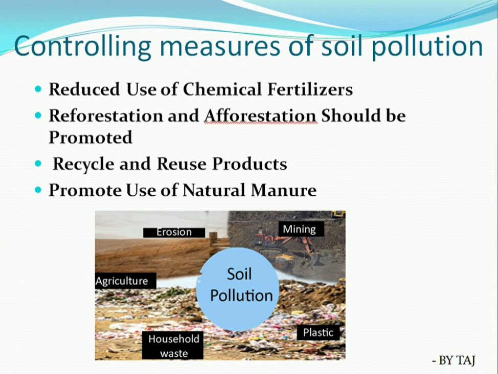And reforestation, nothing but growing a forest, I mean plants, and afforestation should be promoted. And another thing is reduce, reuse and recycle. These three are the formulas: reduce, reuse and recycle. This we should adopt in our life, which will control soil pollution, increase the healthy nature of humans, and promote the use of natural manure, as I said. So that's all for today. This is about pollution and its types, definitions, causes, effects or consequences and controlling measures.